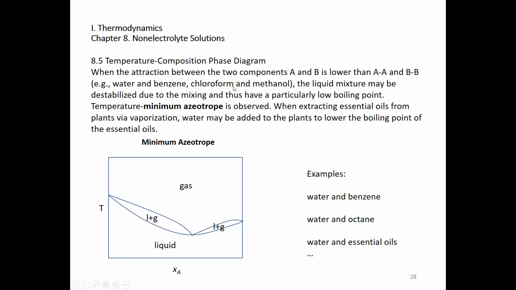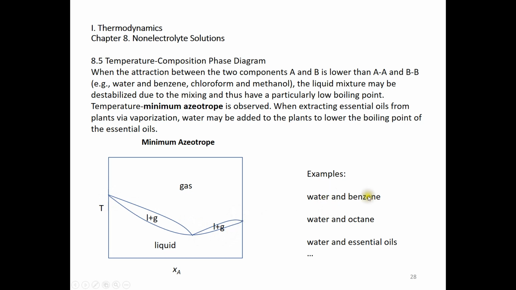We expect to see the lower boiling point because the chemical environment of A in the mixture results in destabilization of A, so it's easy to evaporate A, and same for B. So when two components have lower attraction than the attraction in pure A and the attraction in pure B, we observe the minimum azeotrope. It's called minimum azeotrope because the boiling point of the mixture is lower than the boiling point of B and also lower than the boiling point of A.